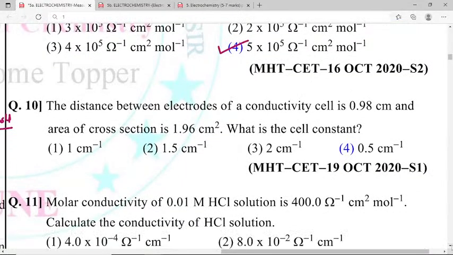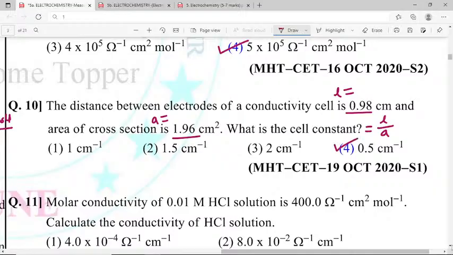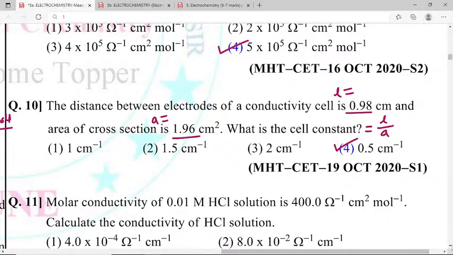The distance between electrodes of conductivity cell is, this is length, this is area. What is the cell constant? So cell constant is equal to length divided by area. Length divided by area, 0.5. 0.5 is the answer. Length divided by area, 0.98 divided by area 1.96. Exact 1 by 2 value. This is 1 by 2. 1 by 2 is a 0.5.